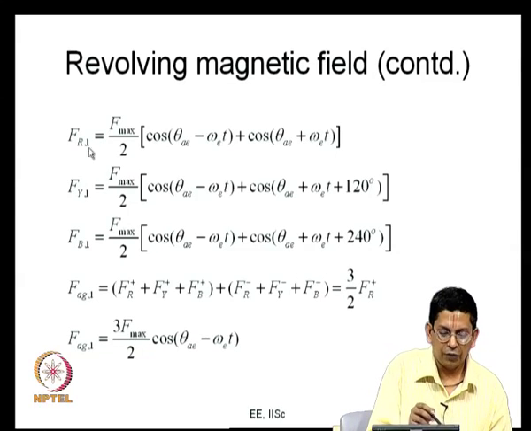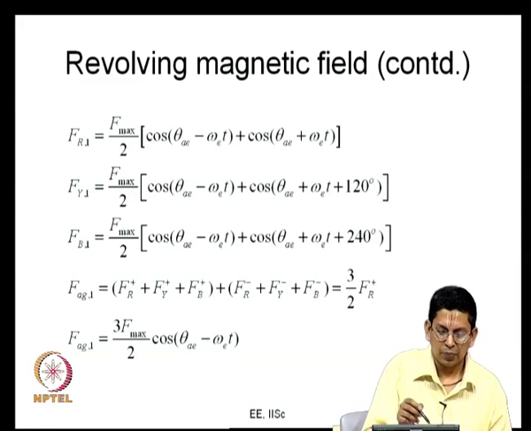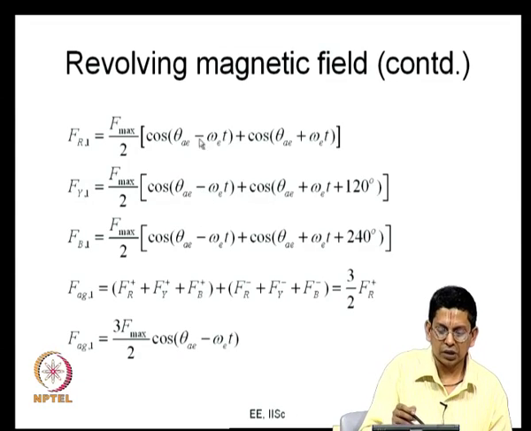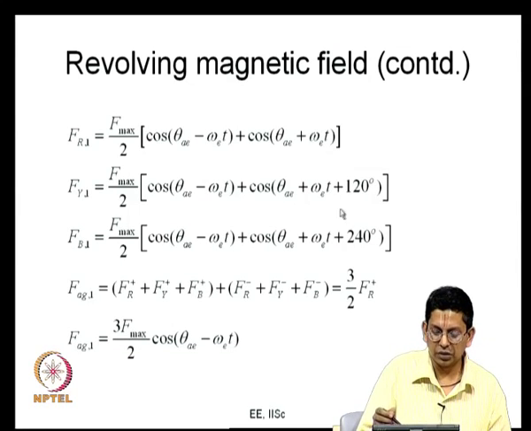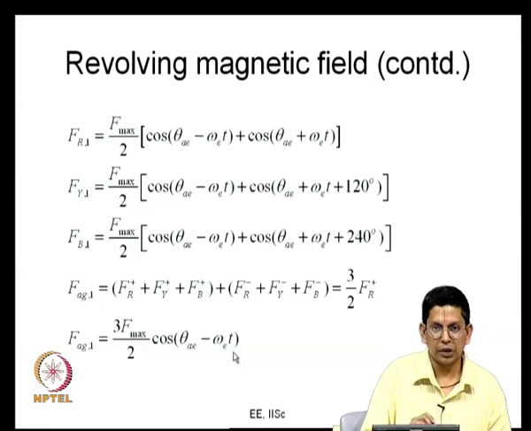So, the R phase, Y phase, B phase, all the three of them produce pulsating magnetic fields, and each pulsating magnetic field can be split into one component revolving in the anti-clockwise direction and another component revolving in the clockwise direction. Now, the ones revolving in the anti-clockwise direction are adding up. So, you can call these FR plus, FY plus and FB plus, and they add up to 3 times F max by 2 cos of (theta AE minus omega AT).